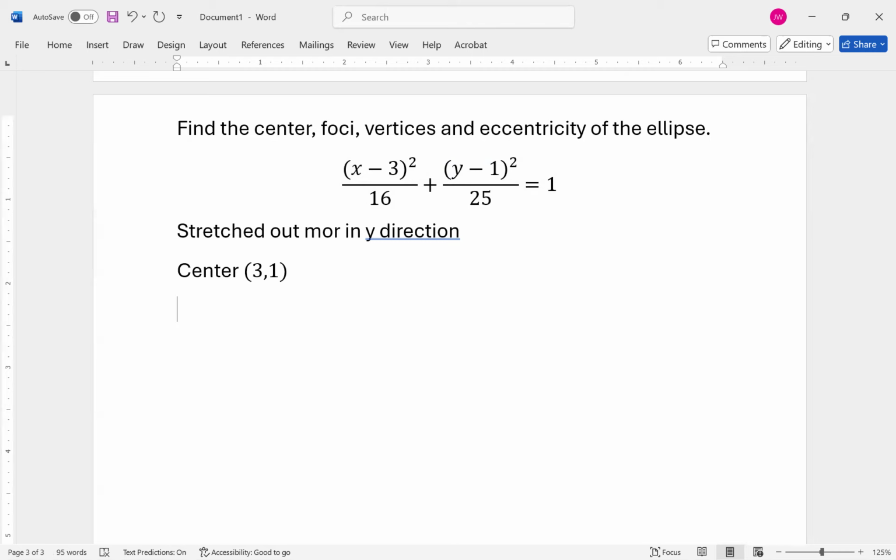Let's do the vertices. So the vertices, since we are stretched out more in the y direction, are going to move up and down from the center. So we're going to have a center. To get to the vertices, we're going to move up and down. And what do we move up and down? Well, we're going to move up and down the square root of 25.